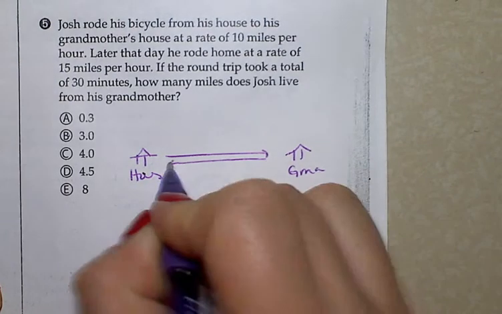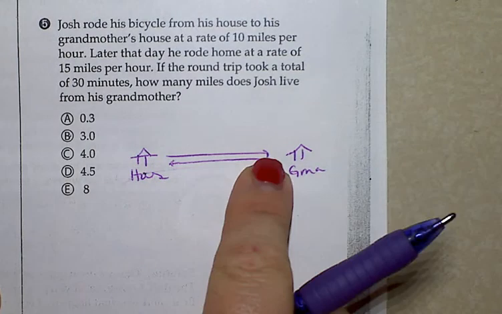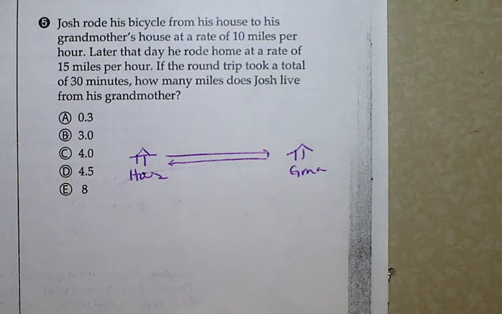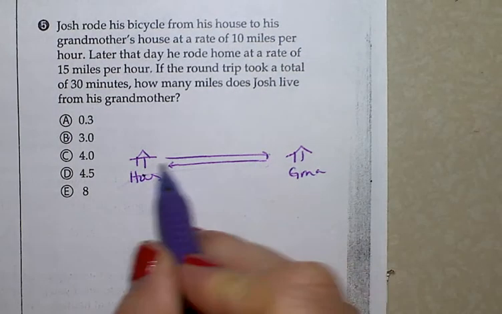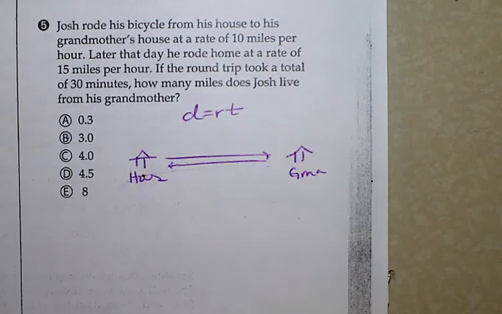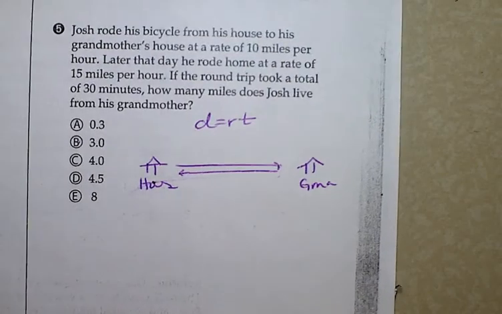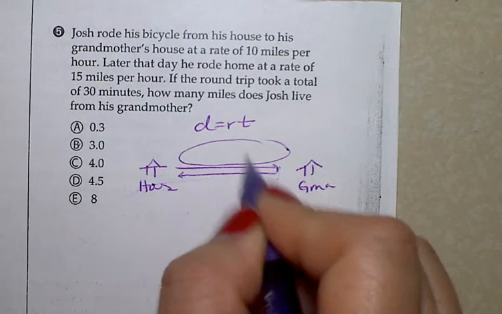Does the distance change, guys? Distance is exactly the same. The only thing that changes is the rate, how fast he pedals. It looks like he goes faster going to grandma's and a little bit slower going home. You do need to know that distance equals rate times time. So, we know that the distance for this part is going to be exactly the distance for the next part.